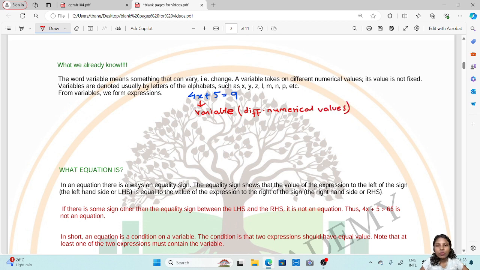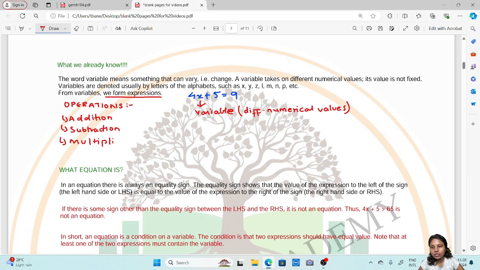Okay, so now further from these variables we can form our expressions. Then further we can do different operations. Our basic operations we can do on these equations are addition, subtraction, and we can also do division.